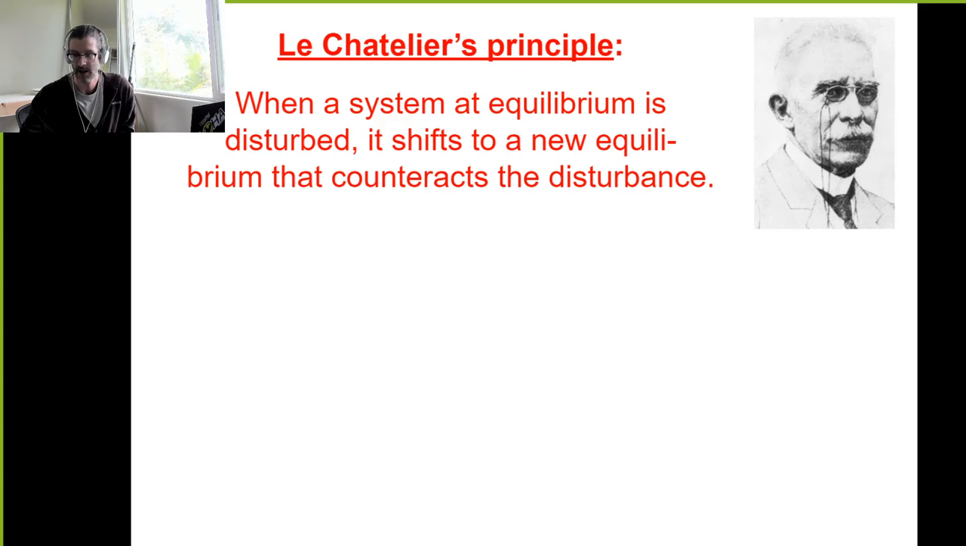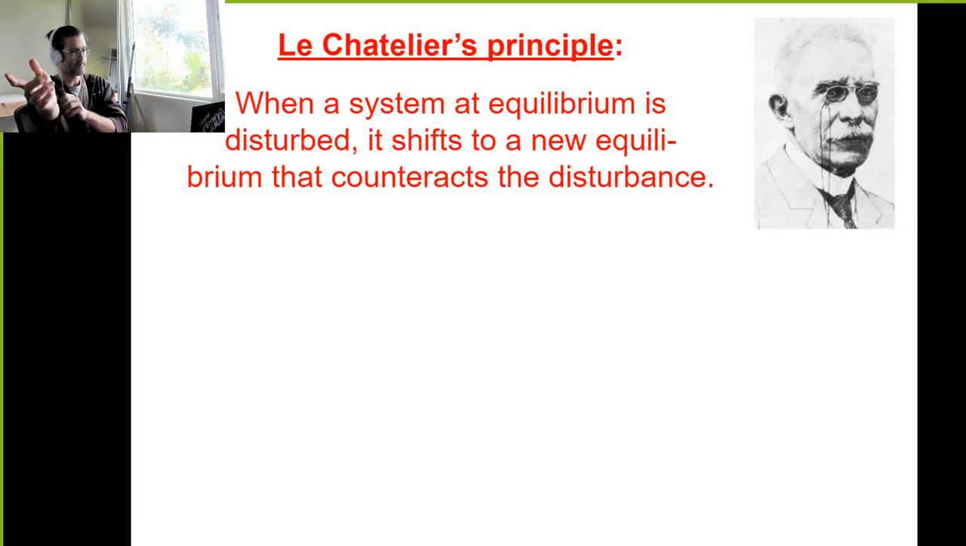We said that a reaction at equilibrium can be shifted to product formation by adding reactant or taking away product. I'll say that again. A reaction at equilibrium can be shifted toward product formation by either adding reactant, so either pushing from the reactant side or pulling from the product side.